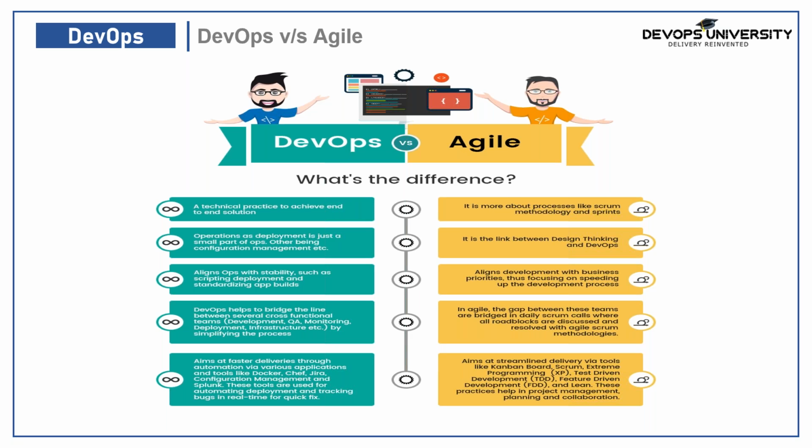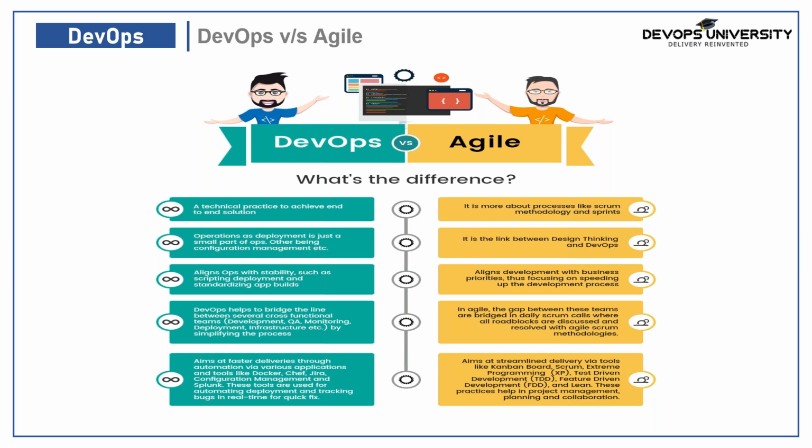The entire thought of DevOps is faster deliverables through automation via various applications and tools like Docker, Chef, Jira, and Splunk. There are so many tools used in DevOps, and we will be going through them as well. But Agile is more focused on streamlining delivery via tools like Kanban, Scrum, extreme programming, or test-driven development. So Agile is focused more on the development side, while DevOps focuses on end-to-end delivery and bridging the gap between different cross-functional teams. You must have heard some of the new terminology people are coming up with: DevSecOps, DevSecChatOps.